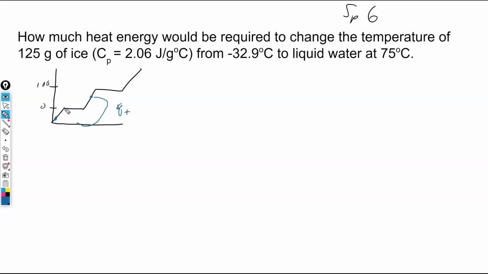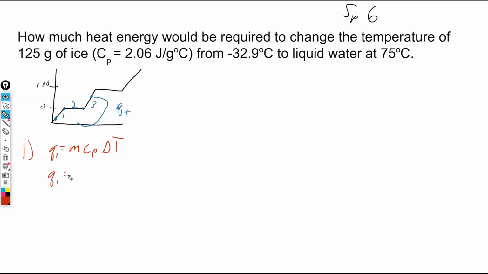So again, I have to go from this part 1, this part 2, and this one 3. So I have 3 calculations to do again. So let's figure out the first one. We have to raise the ice to melting point. So we have to figure out the Q of this portion, number 1. I'll put Q1 just to make sure.